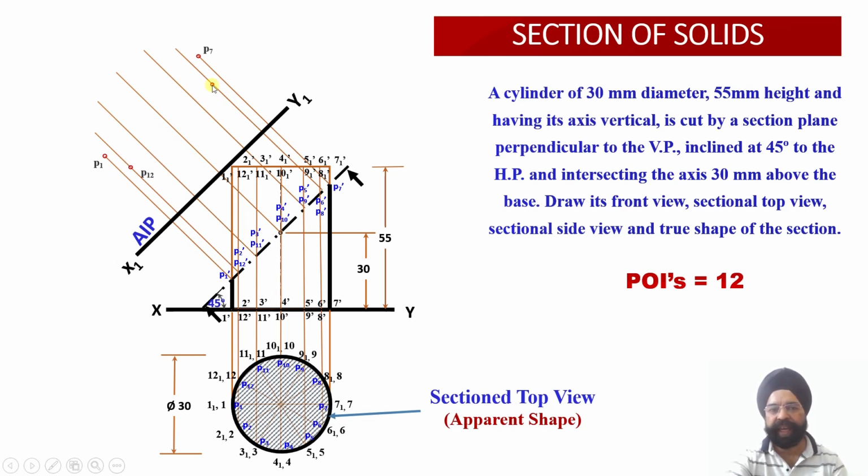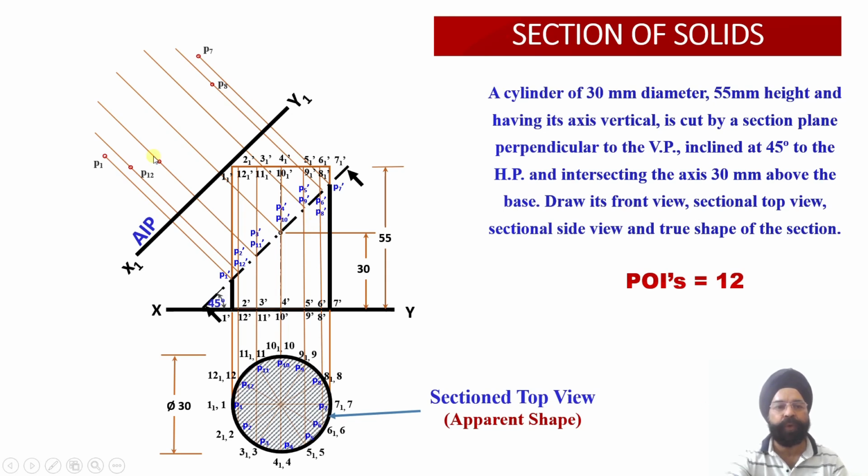Similarly, P8 is also at the same distance. You see 12 and 8 have the same distance from the XY line. That's why I am measuring 12 and then 8 over here. So this is the location of P8. Why have I located P8 here? Because it is originating from the locus line of P6 and P8 over here.